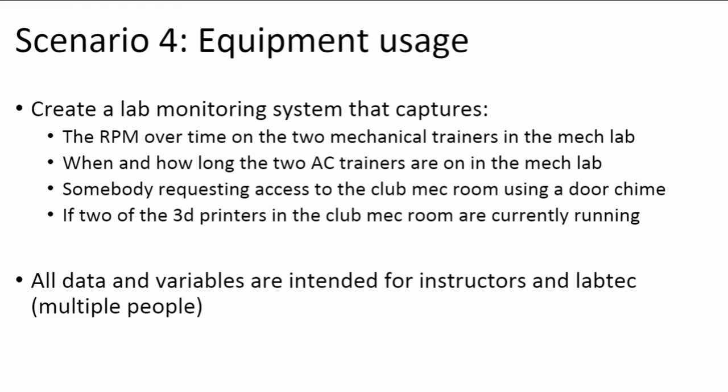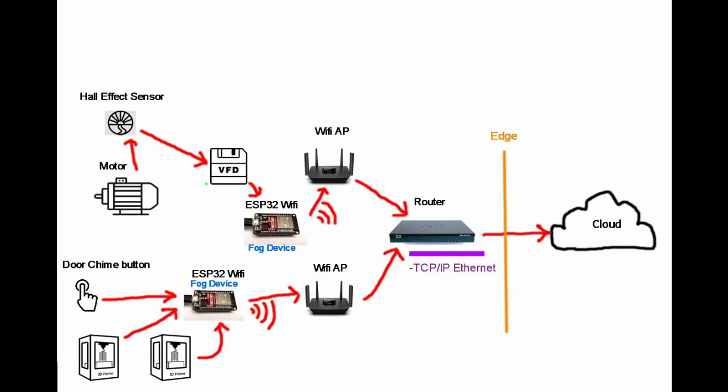Scenario 4 will be an IoT system that monitors motor RPM, motor usage, and the 3D printer usage. These metrics will be sent to the cloud. Additionally, a door chime will be connected to the cloud that is activated when a student requests access. Here is our diagram. Again, we take advantage of the existing Wi-Fi on the 802.11 standard. This IoT system is branched out in a cluster tree to take advantage of the multiple existing Wi-Fi APs.